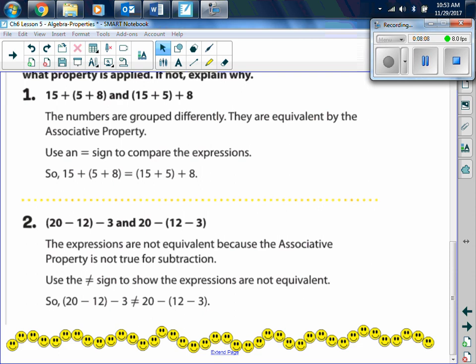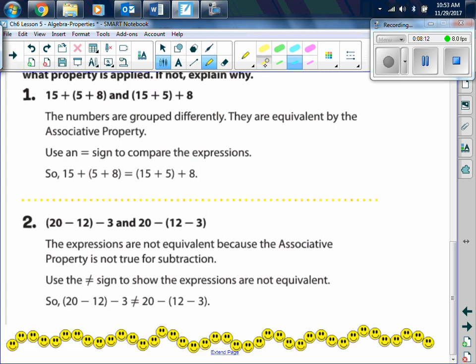Now, the reason they are not equivalent is because the associative property is not true for subtraction. It does not hold for subtraction. Okay? So, here, you guys, this is a new sign for you. We say that means they are not equal. Okay?